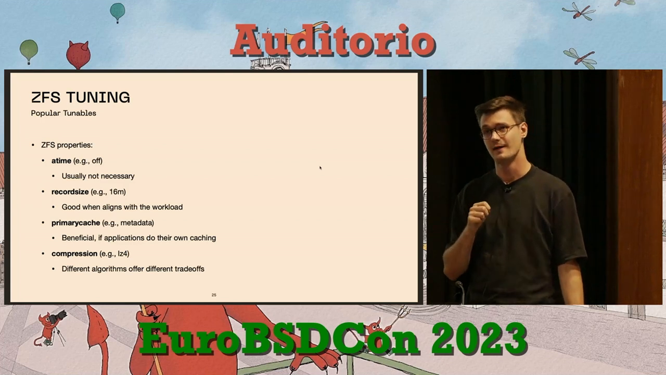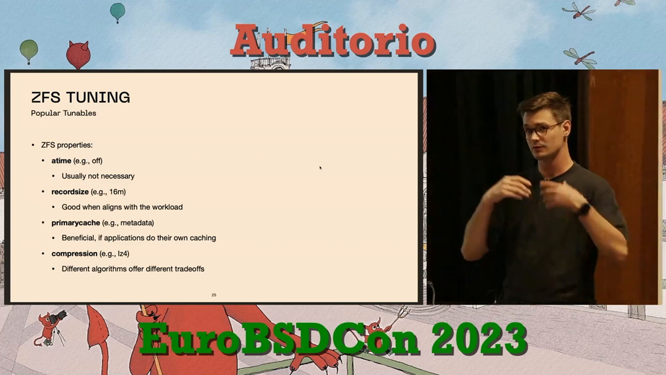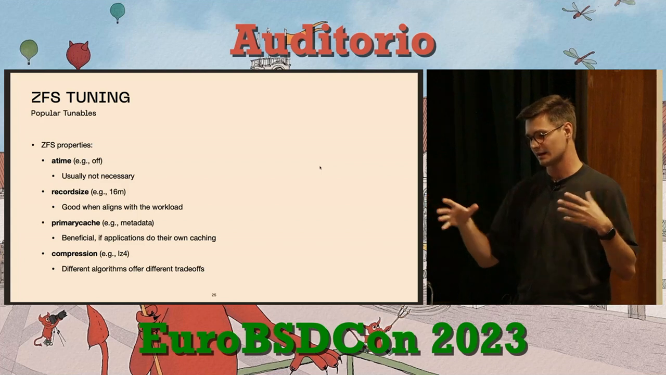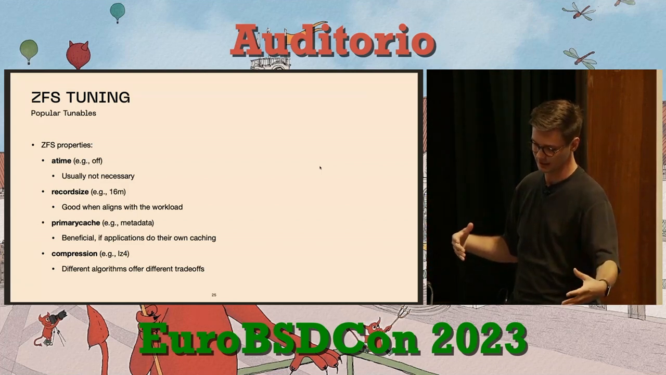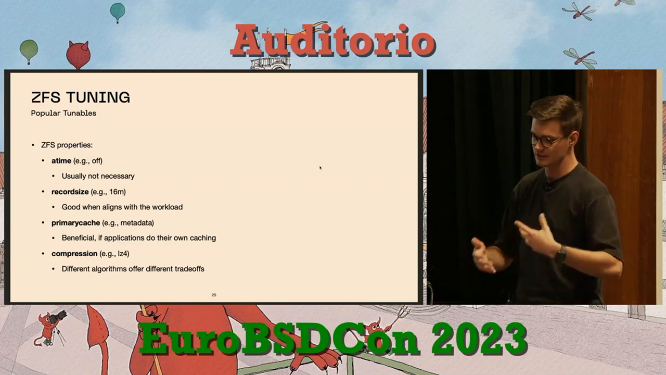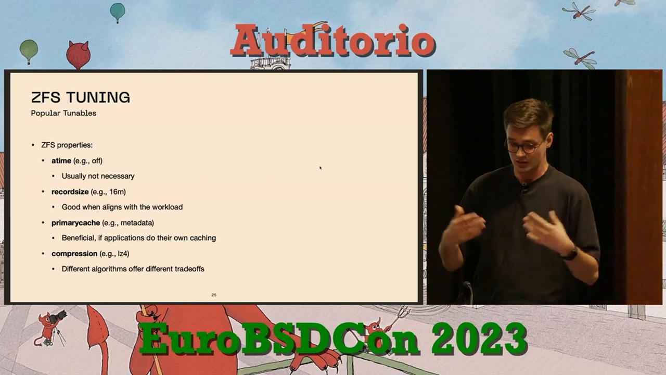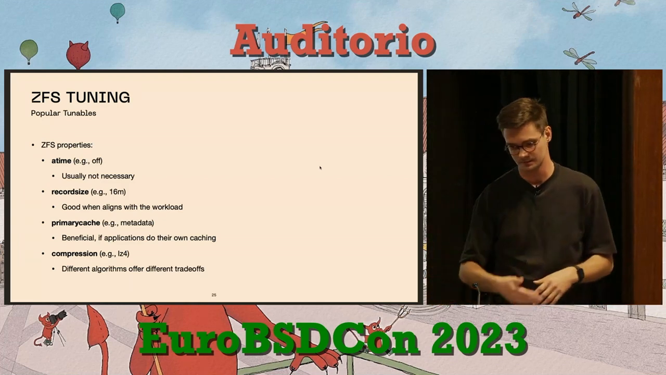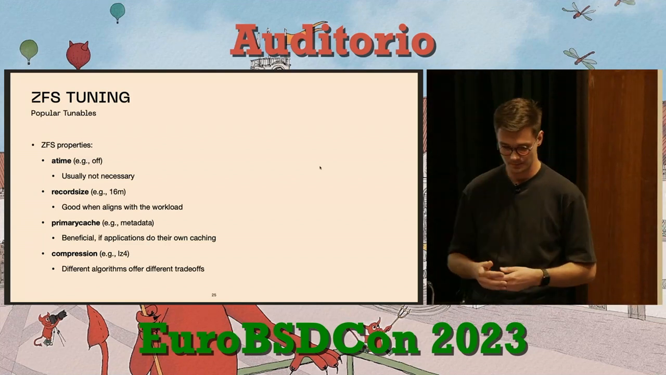The recordsize, this one is a very, how should I say, popular problem when people deploy ZFS, because their application is writing in chunks of different sizes than ZFS is storing data, and this mismatch creates performance problems. Usually because ZFS has to do more work than it should be doing. So it's good to align it with your workload.